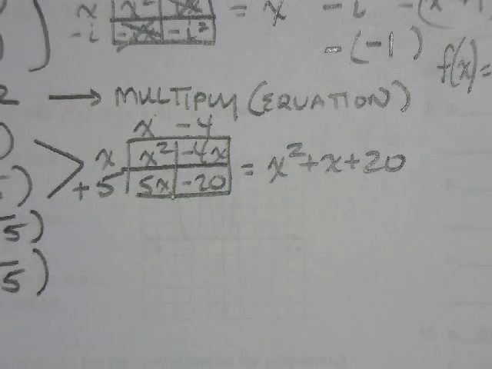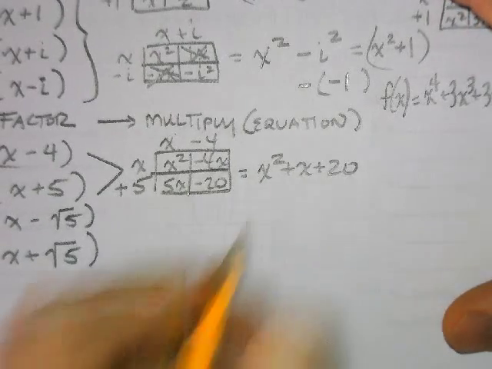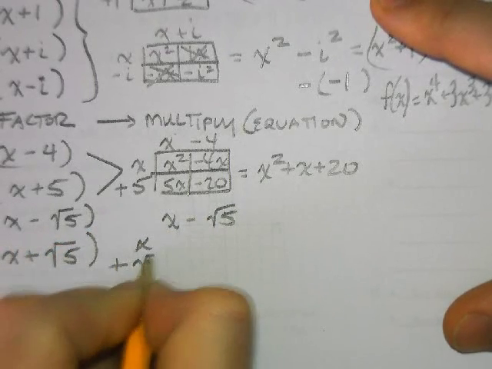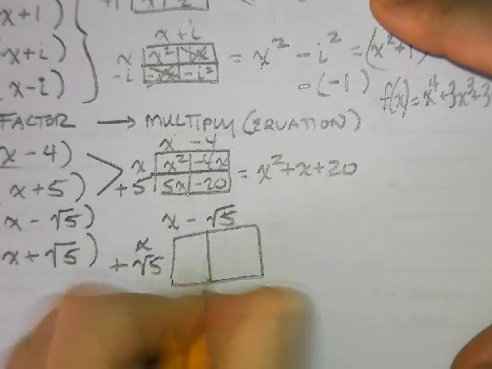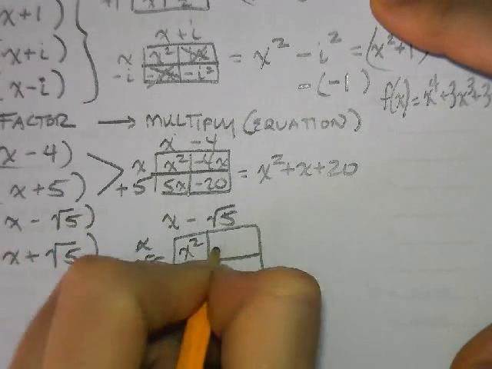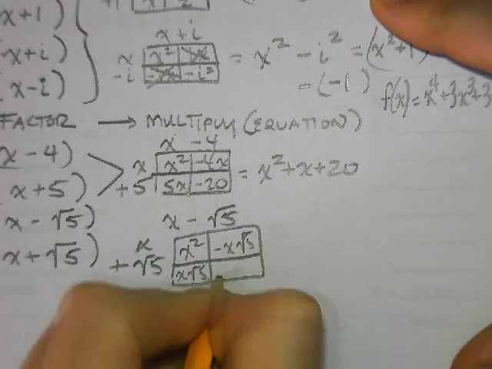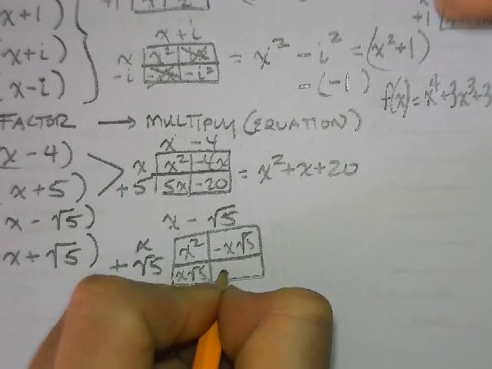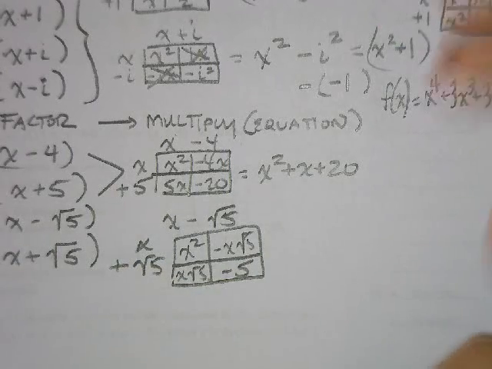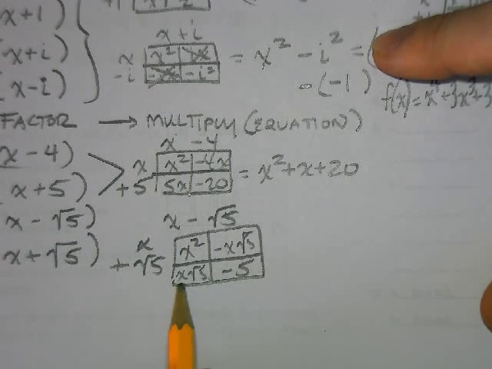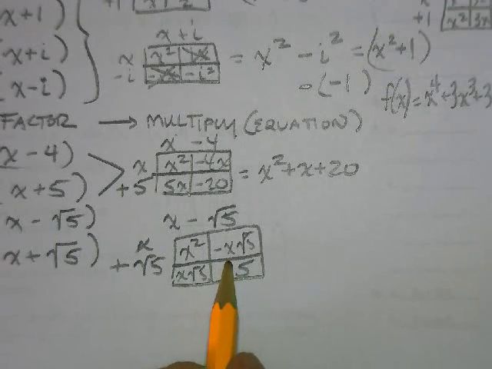And our next box will be x minus the square root of 5 times x plus the square root of 5. That gives you x squared minus x square root of 5 plus x square root of 5, and then minus 5. So on this you can see this is going to be like minus $1 and plus $1, so that will cancel, and you're just left with x squared minus 5.